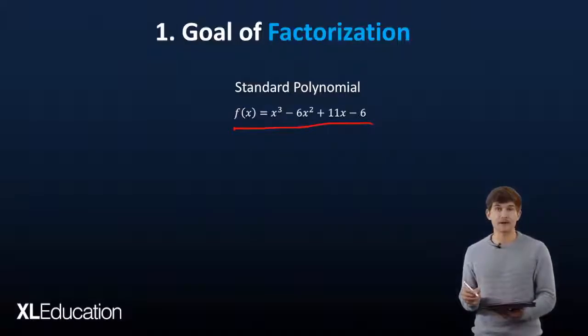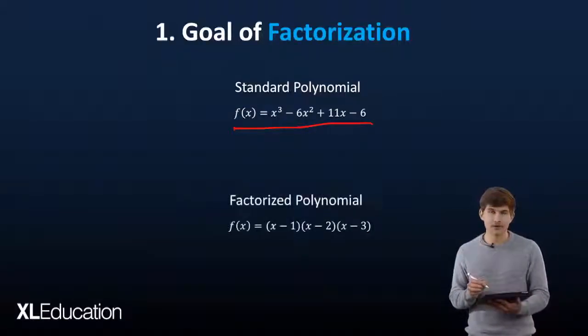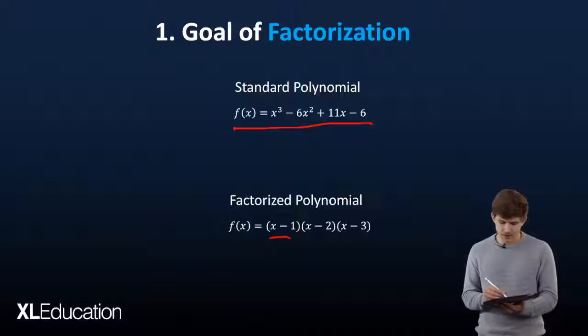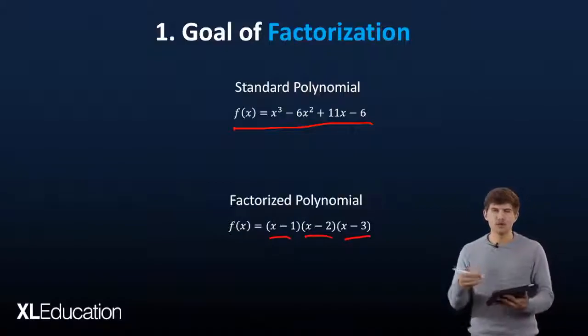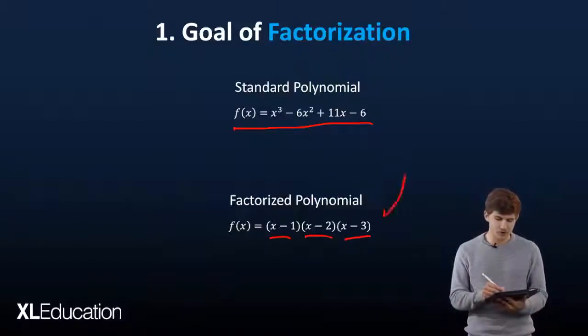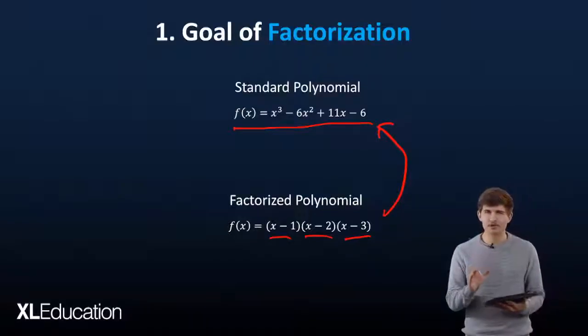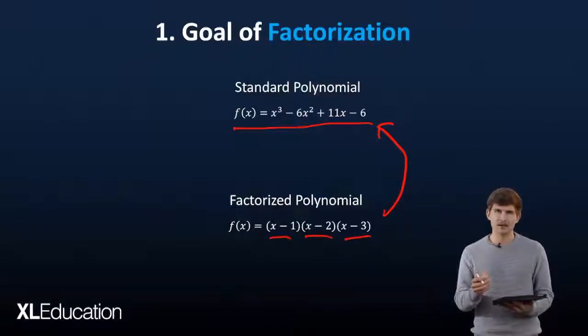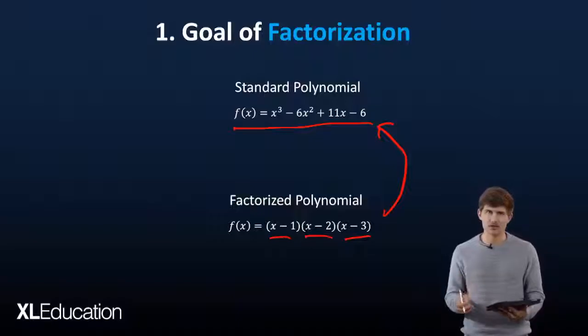So the goal of factorization is to take a standard polynomial, the f of x cubic function you see in front of you now, and find its factorized form, i.e. the brackets. Notice there, each one of these, if you multiplied them out, would produce the function that you see above us here. And that's the real reason we're doing this. It's so we can gain very interesting insights into our functions.